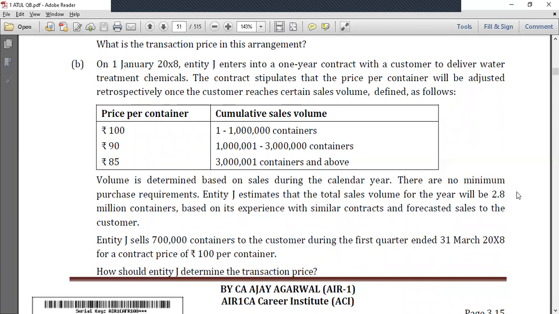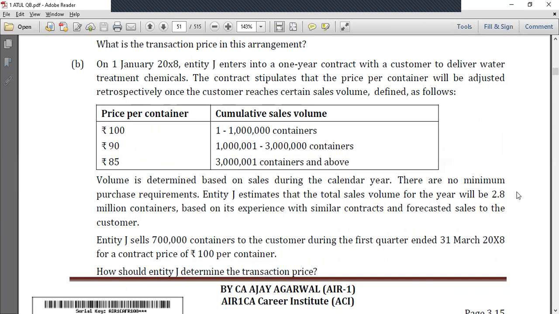If the customer reaches one container to 10 lakh containers, then the price per container will be 100 rupees. If 10 lakh containers to 30 lakh containers, it will be 90 rupees. If 30 lakh containers and above, it will be 85 rupees per container. In that way, the customer will have the concession, retrospectively from the beginning.